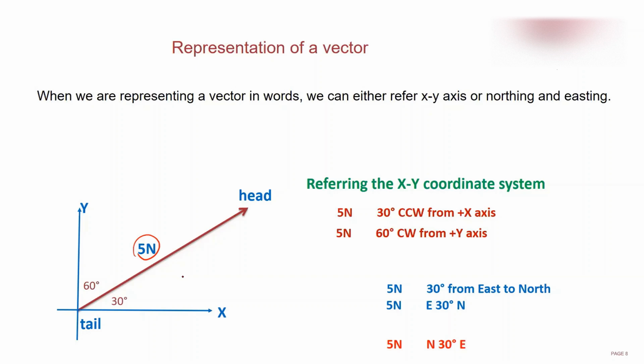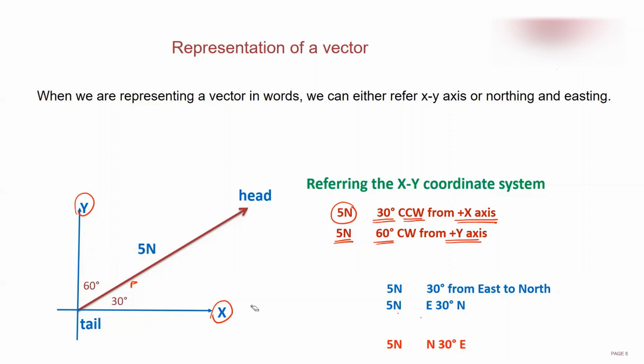If we write this vector in the XY plane, we can see it is making 30 degrees with the x-axis. So we have to present the magnitude and also the direction. The magnitude of the vector is 5 newtons, and for the direction we can refer to the x direction. So we can say 30 degrees counterclockwise from the positive x-axis. Or else we can refer to the y direction and say 5 newtons, 60 degrees in the clockwise direction from the positive y-axis.